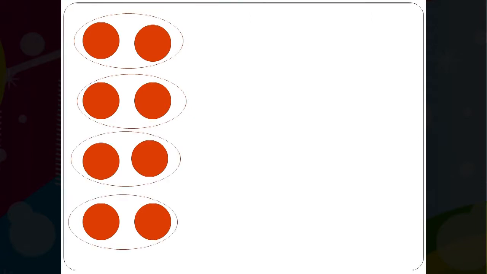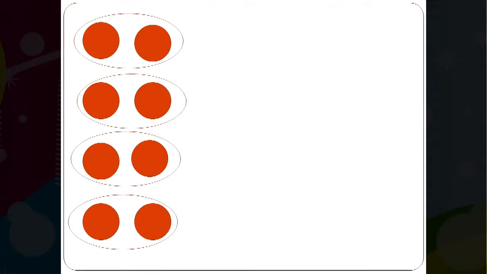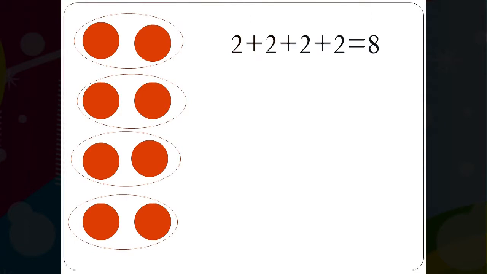Let's look at another example. How many counters are shown there? We have 8 counters. Let's group them. 1 group, 2 groups, 3 groups, 4 groups. How many counters are in each group? 2 counters are in each group. Let's now write the addition for what we just did. 2 plus 2 plus 2 plus 2 will give us 8.